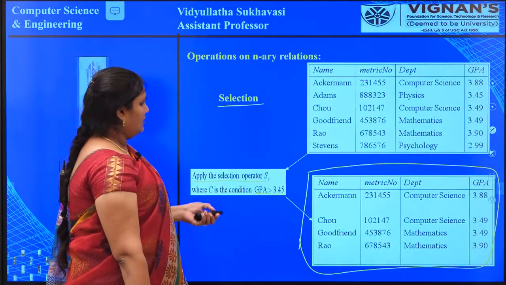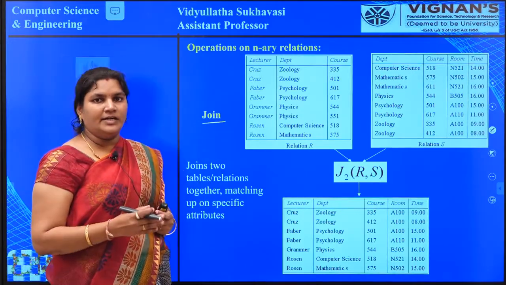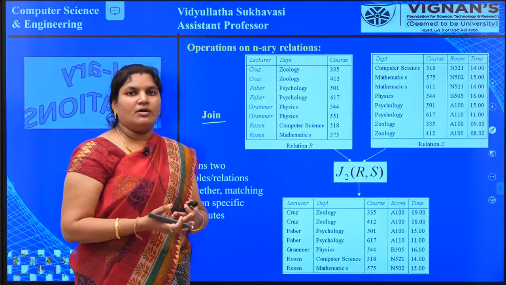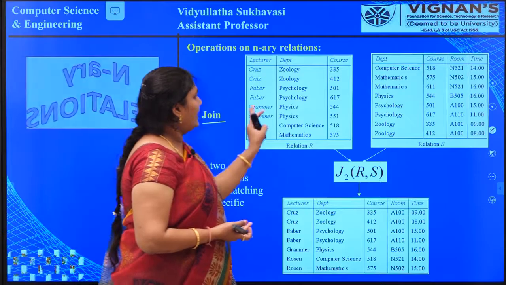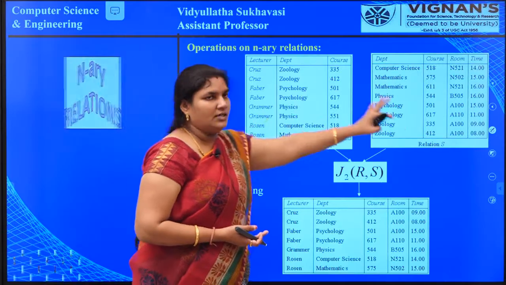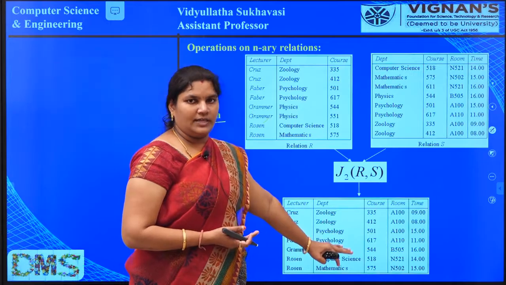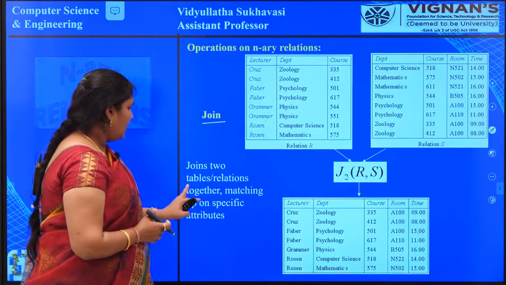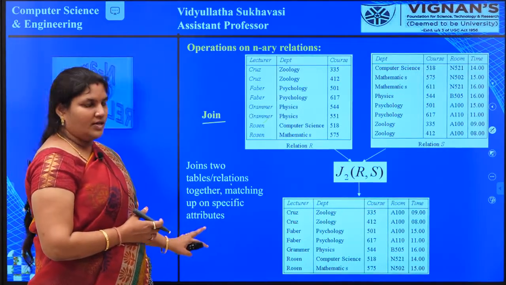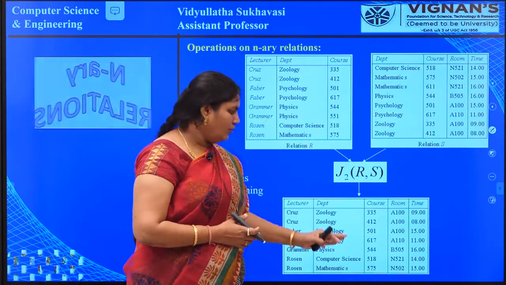Next one is the join operation. Join means we need to combine two tables and give the output. See here, we have taken two tables, with some values here and some values here. We need to join these two and represent one table. We are going to combine two tables or relations together, matching upon specific attributes.